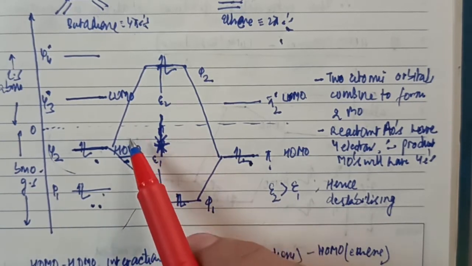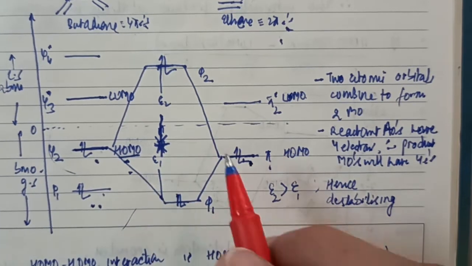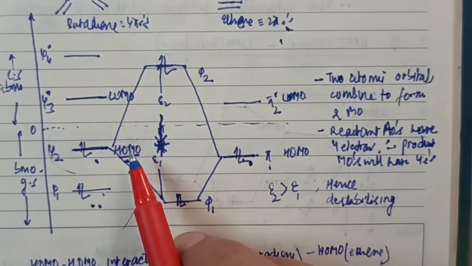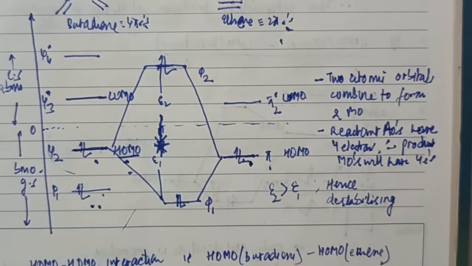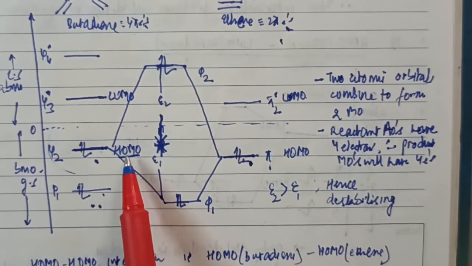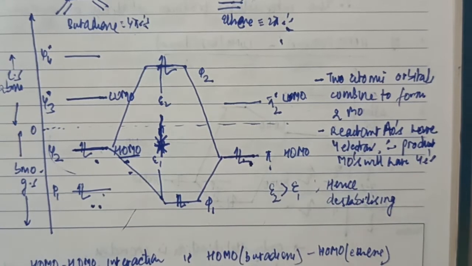How do we come to this conclusion that the HOMO of the diene is at higher energy than the HOMO of the dienophile? It is because certain energy calculations are done, and from those calculations it is found that the HOMO of the diene is higher in energy than the HOMO of the dienophile.